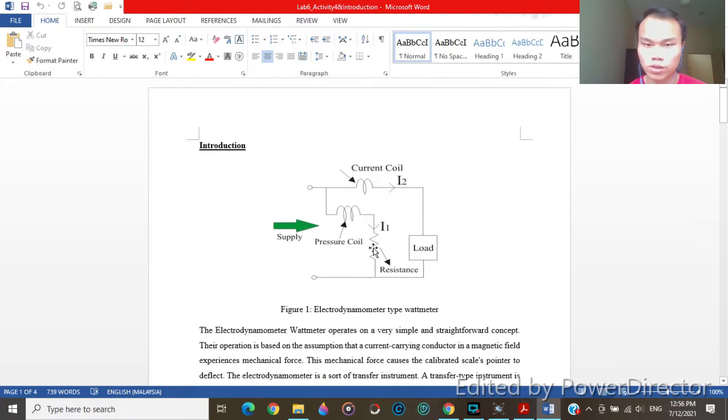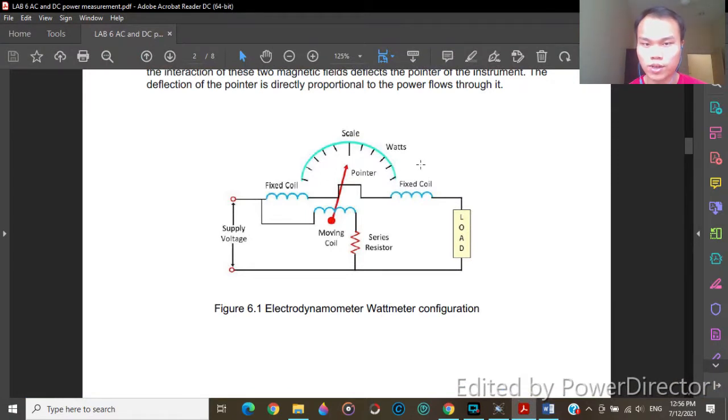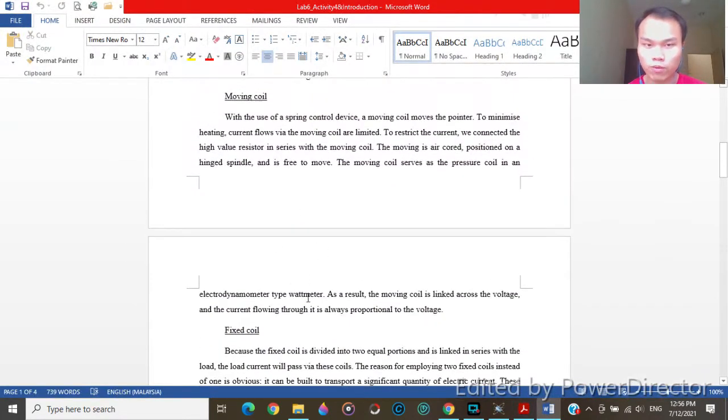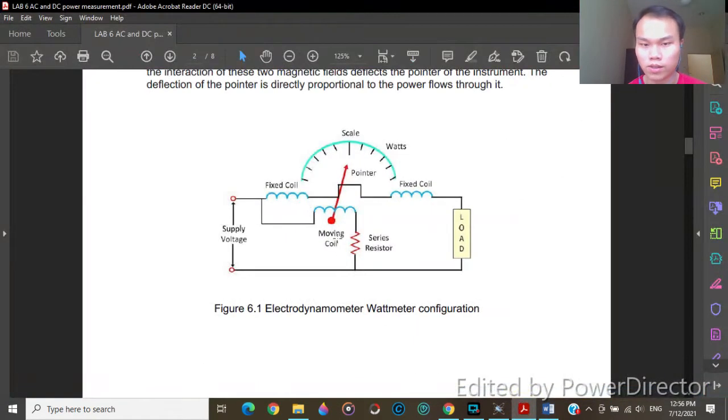As you can see here, there is a scale moving over here for the moving coil, and this is the load, this is the resistor, and this is the supply voltage. There are two coils, a moving coil and a fixed coil. The moving coil moves the pointer, and to limit the current flowing through the moving coil, we use a series resistor.